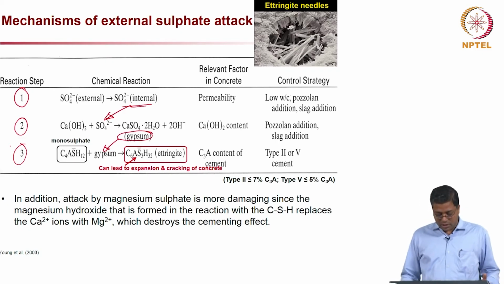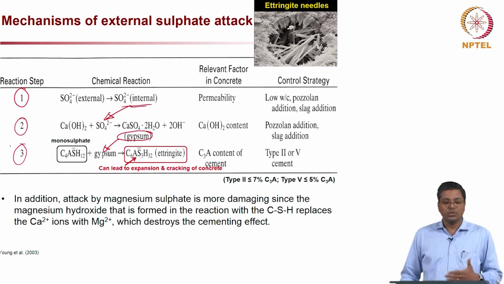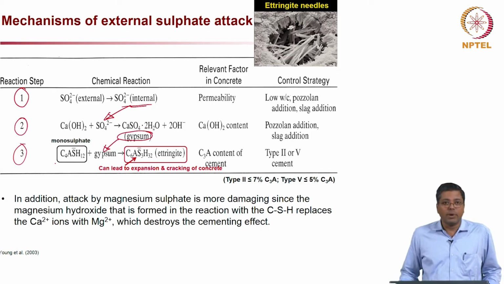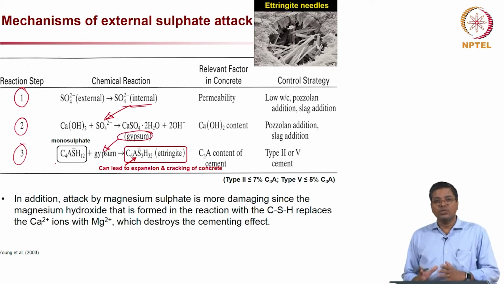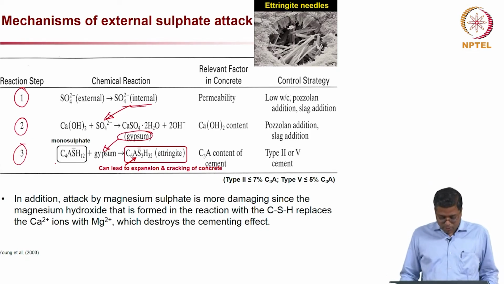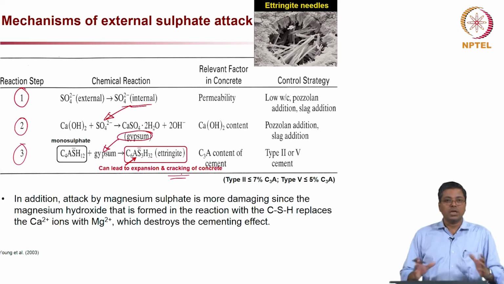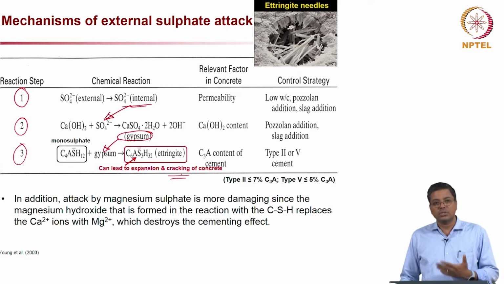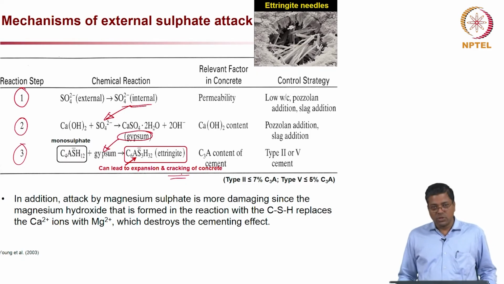Now, this conversion is the dangerous part, because there is a volumetric expansion. Ettringite will consume more space than the combined volume of monosulphate and gypsum, and it leads to cracking of the concrete because of the expansive stresses. So, here you have a product which has more volume than the reactants, and definitely that will induce stresses in the entire matrix of the concrete, eventually leading to cracking.